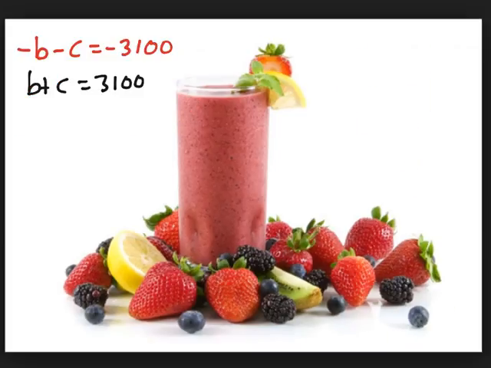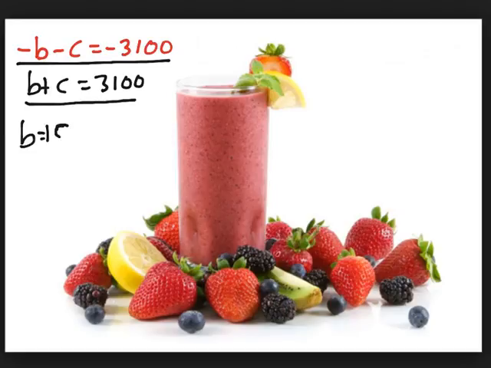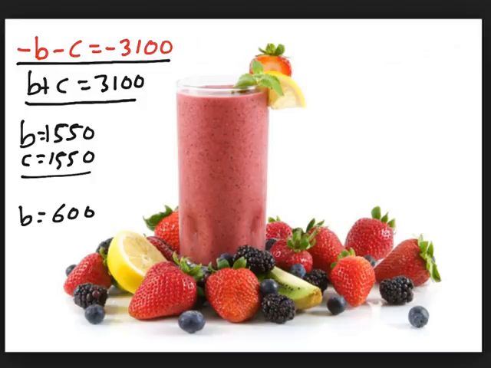So for the manufacturer, what does it mean? We've got this equation, negative b minus c equals negative 3100. That's the same as b plus c equals 3100. Because there are many solutions, b could equal, for example, 1550, and c could equal 1550. That's just an example. We could have had b equaling 600 and c equaling 2500.